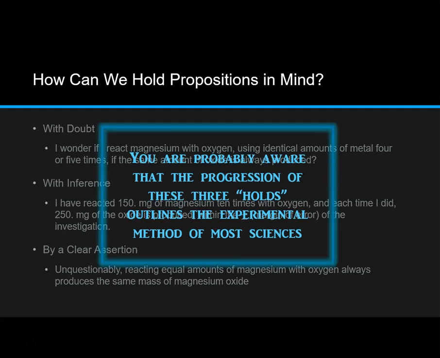You are probably aware that the progression of these three ways of holding a proposition outlines the experimental method of most biological and physical sciences. In other words, we start off with doubt and we end up with assertion.